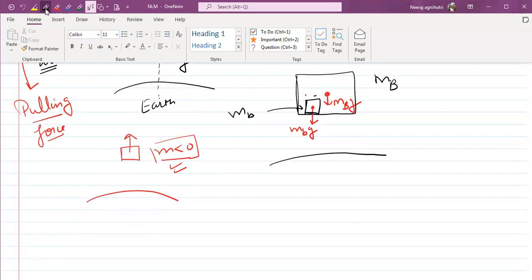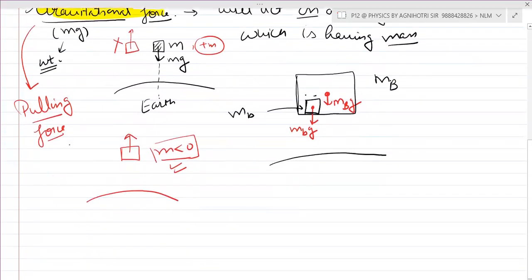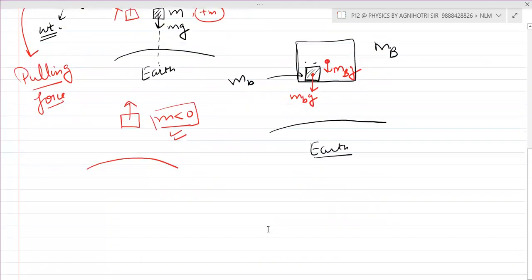Okay, so this is all about the gravitational force. I hope you have understood. Wherever you have placed a body, that's not the matter of concern. But if a body is having a positive mass, it is definitely going to be attracted by the earth. Now that's a major thing. Okay. Now let's get up to the next concept. That's the tension.